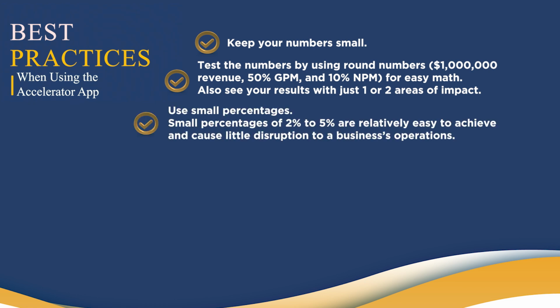Number 3, use small percentages. So yes, we know that we could literally double a business coming up with a unique USP. We've done that before. However, small percentages of 2%, 3%, 5% are relatively easy to achieve, and they cause very little disruption to a business's operations. So for example, if you helped a business launch a referral program within a 2-week period, you could help them drive new business. And if 1 out of 20 customers refers a friend, your client could see a 5% increase in new customers.